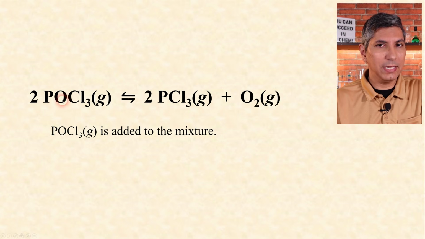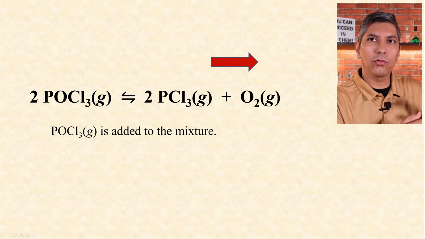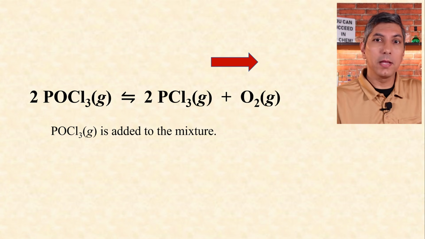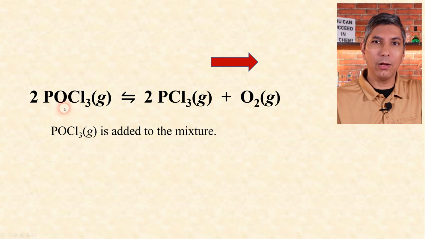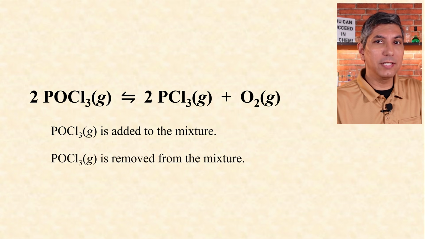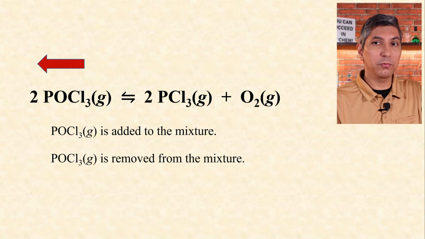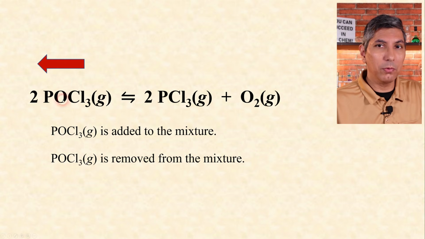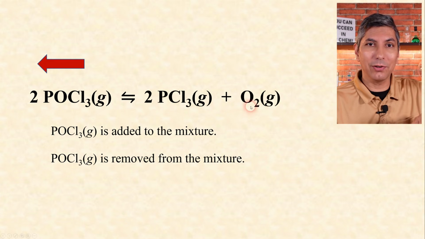The reaction proceeds to consume that reactant, forcing the reaction toward the product side. That means PCl3 and oxygen will increase while POCl3 will decrease. What if we remove POCl3 gas from the mixture? Well, the opposite will happen. The reaction will adjust to replenish the POCl3 that was removed. So POCl3 will increase while PCl3 and oxygen will decrease.